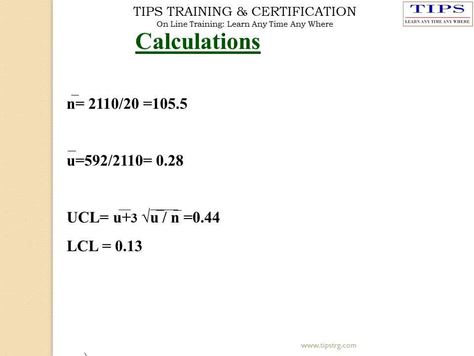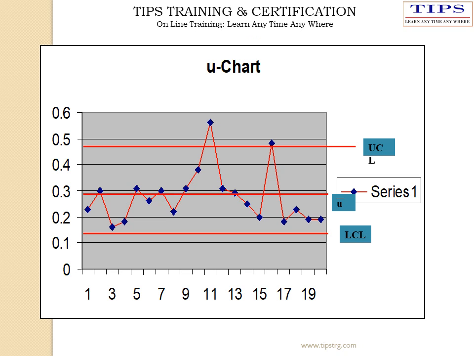Based on the data available in the previous sheet, we are now calculating n bar and the U chart. By putting these values in the upper control limit and lower control limit, we get 0.44 as the upper control limit and 0.13 as the lower control limit. This data is plotted in the control chart. From the chart, what we observed, we will discuss in the next sheet.